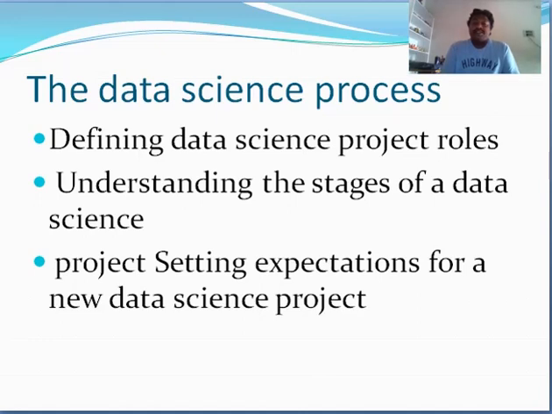Okay, today's class is completed. The next topic we will discuss in coming classes is understanding the stages of a data science project.